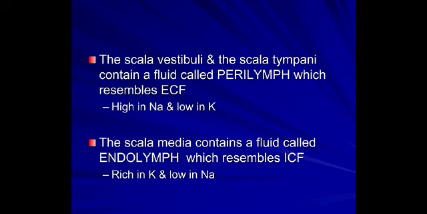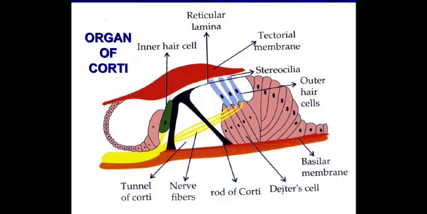In the scala vestibuli and scala tympani, the fluid present is called perilymph, which resembles the extracellular fluid or the spinal fluid, which has high sodium and low potassium concentration, whereas the scala media contains a fluid called endolymph, which resembles the intracellular fluid, which is rich in potassium and low in sodium.